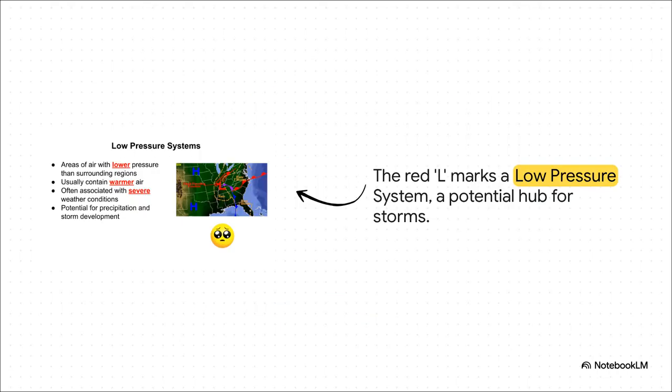And on the flip side, you've got the red L. For this one, think lousy weather. This is where that warmer, lighter air is rising, and as it rises, it cools off and condenses into clouds and, you guessed it, precipitation. And because the Earth is spinning, it's something called the Coriolis effect, these low-pressure systems spin counterclockwise up here in the northern hemisphere. They're basically breeding grounds for storms.